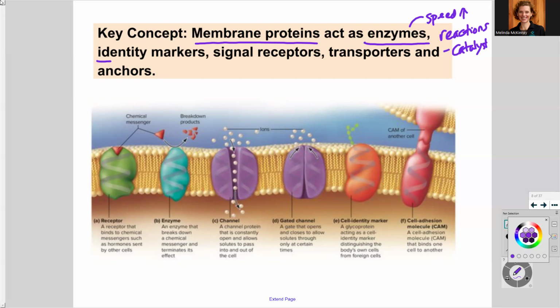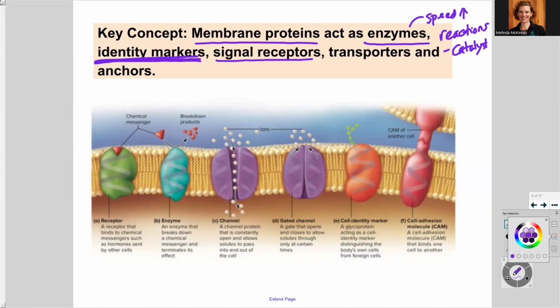The proteins can also be attached to molecules that allow them to be identity markers. So white blood cells are going to be going all over your body looking for foreign invaders. And you have to have this ID card on the cell, or these white blood cells will maybe attack it and kill it.